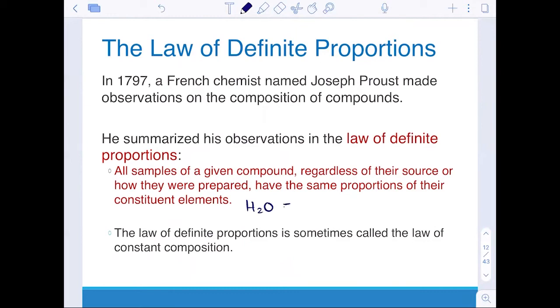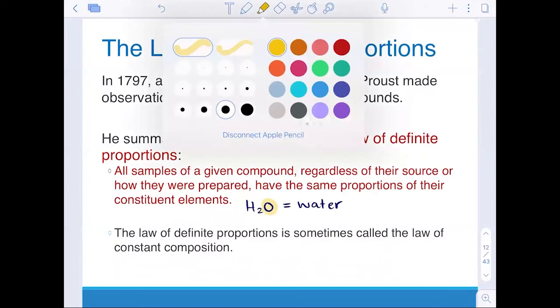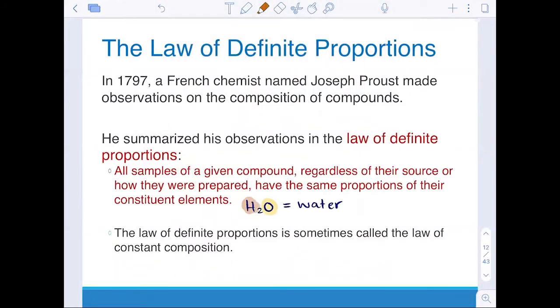What we call water will always be one oxygen and two hydrogens. That little 2 subscript goes to the number of hydrogens. 2 H's to 1 O. Let's put those in little brackets. 2 hydrogens to 1 oxygen. Now, we know that today. We're like, well, yeah, Lauren, duh.